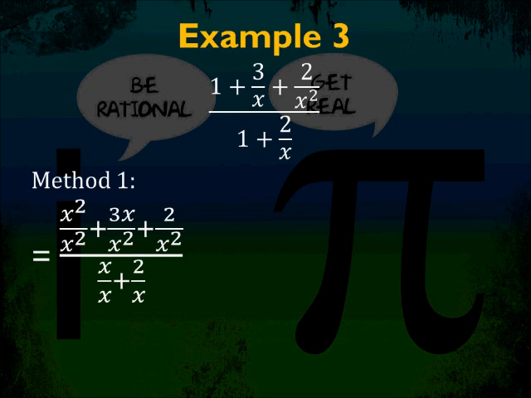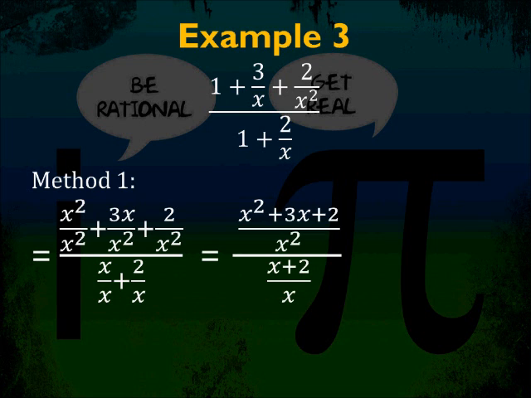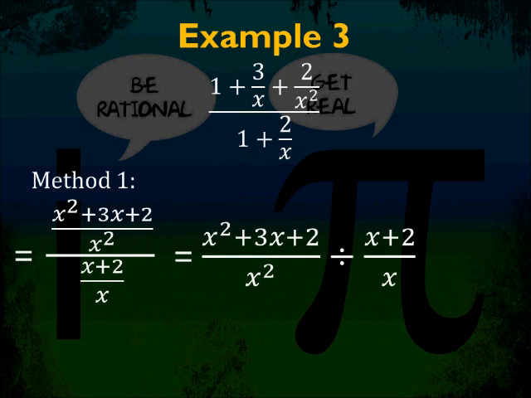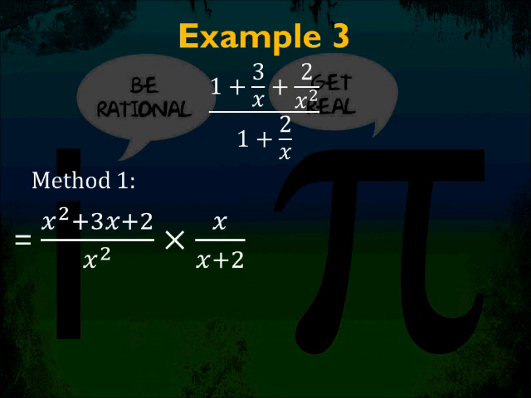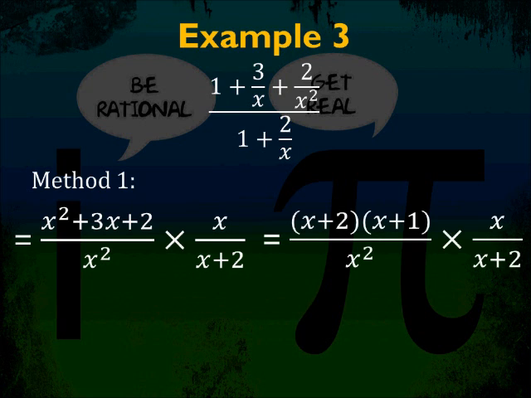The least common denominator on the top is x squared, and the least common denominator on the bottom is x. So then you combine the fractions into one large fraction on the top and the bottom. And now you have to divide, which is the same as multiplying by the reciprocal. You will notice that stuff begins to cancel out, but you have to factor first. So the x squared plus 3x plus 2 factors into (x plus 2)(x plus 1). You can see the x plus 2's disappear. One of the x's is canceled on the bottom, and you're left with x plus 1 over x.